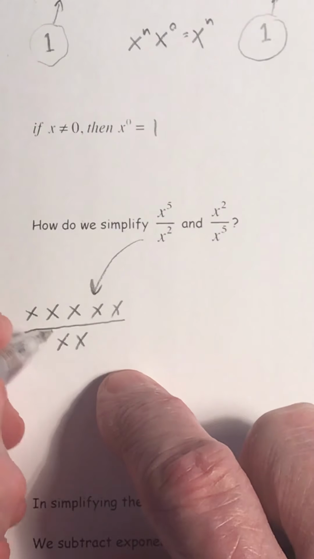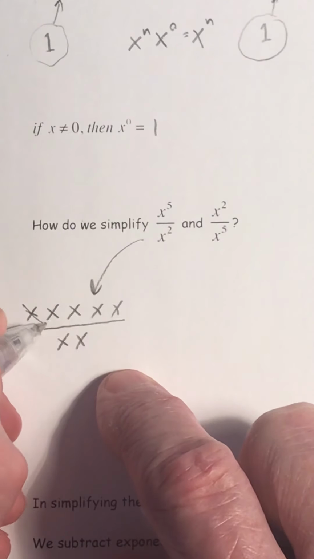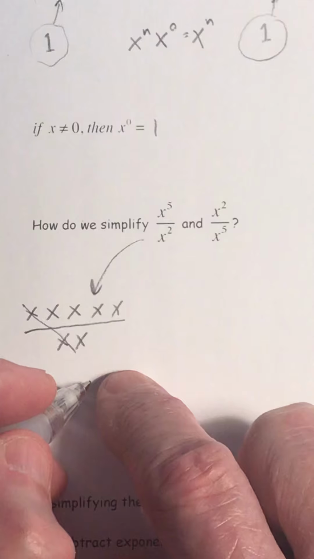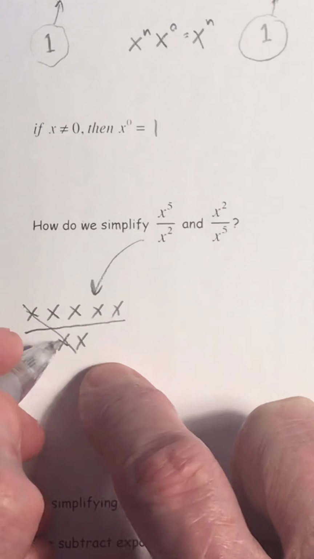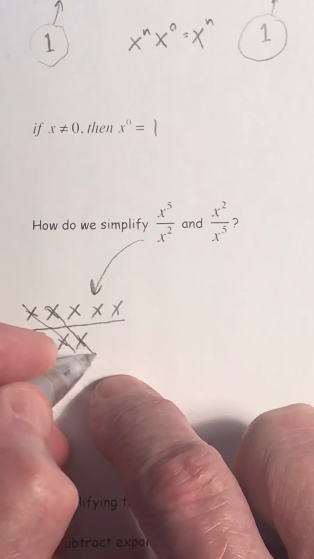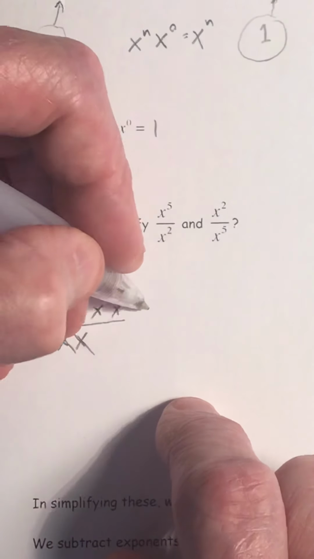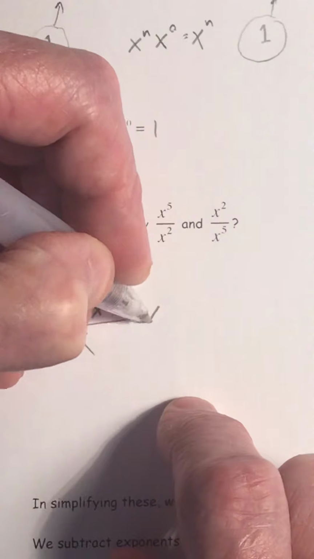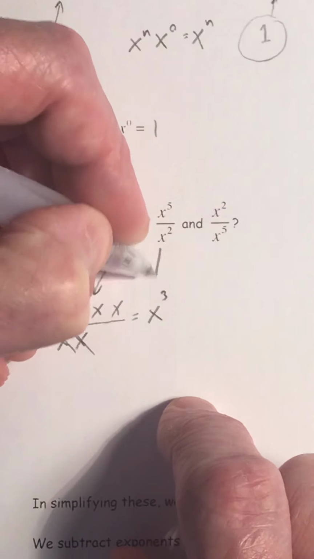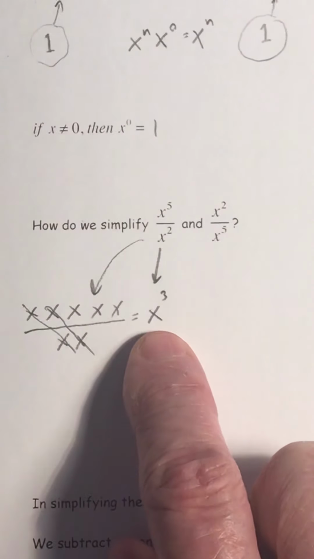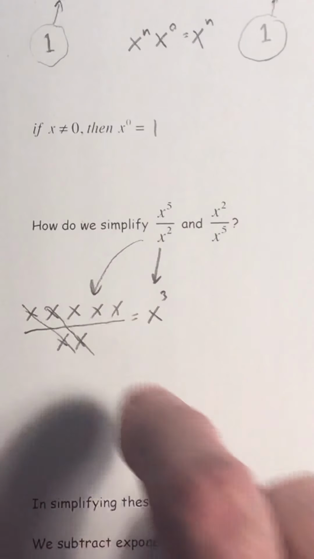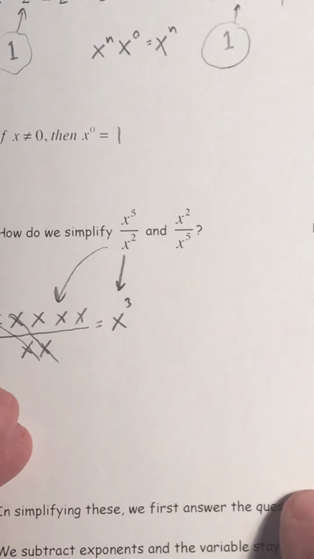I've got a pair of x's here and here. I can cancel them. As you know, x over x makes a 1. I can cancel another pair. What's the result? What's left over? Just x to the 3rd power. So this turns out to be equal to x to the 3rd power. I don't want to do this all the time. Let's see if we can figure out a shortcut.